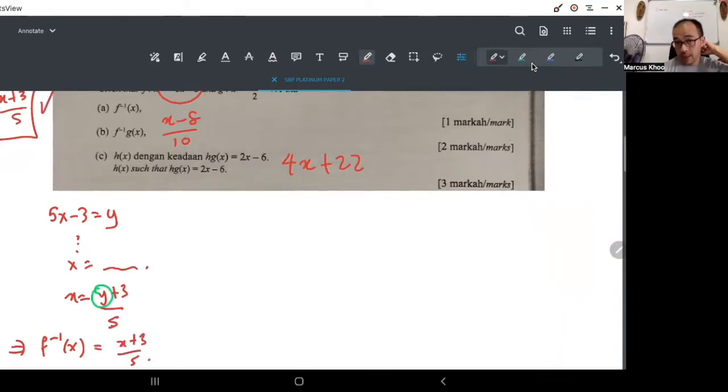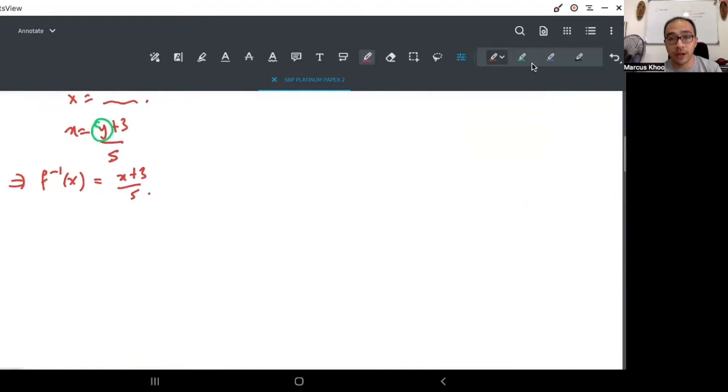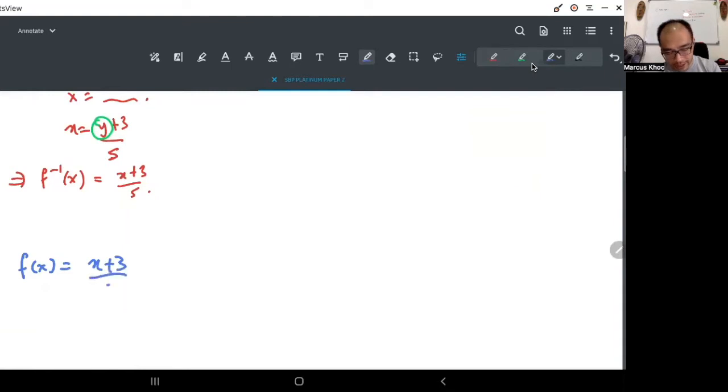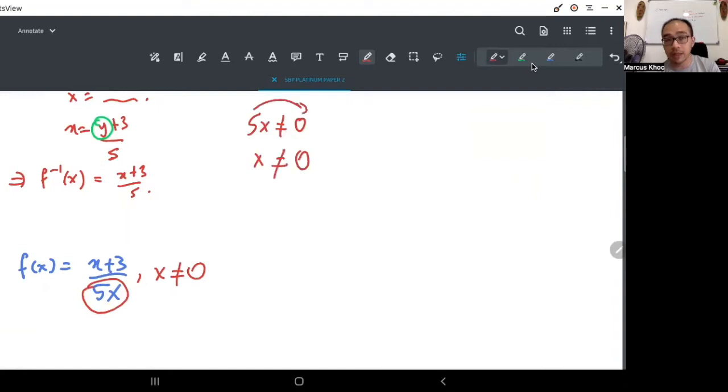Now, don't forget that if you have found the function and there is a denominator with an x in it, you need to make sure that you qualify it. For example, let's say the inverse function of x is x plus 3 over 5x. You need to write x cannot equal zero. How do you do this? You just write down the denominator, 5x cannot equal zero, so x cannot equal zero.